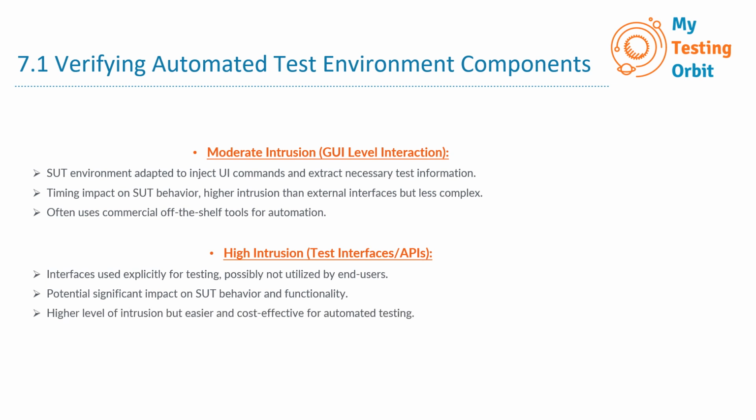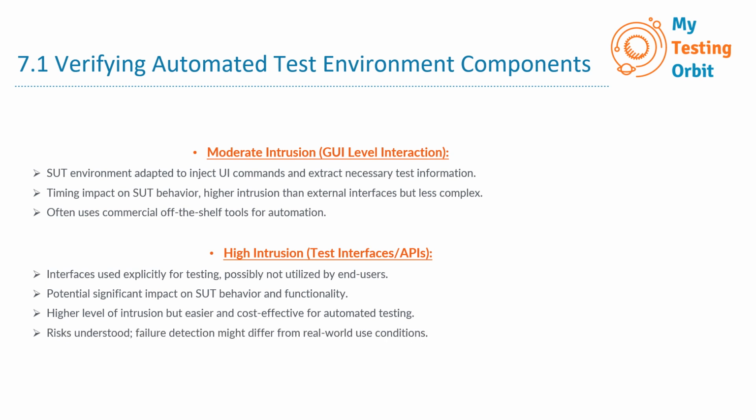Higher level of intrusion, but easier and cost effective for automated testing. So this testing approach involves more interference or influence on the system than some other methods, but it is simpler and more cost effective for automated testing. It's like having more access or impact on the system during testing, but it's easier to automate these tests without spending a lot of money on complex tools.